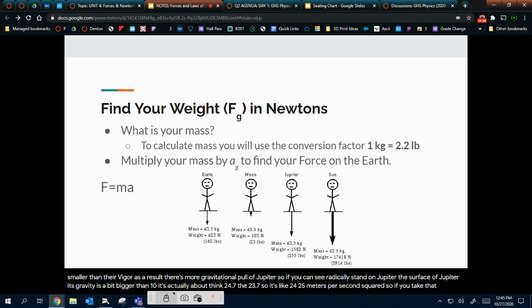So if you take that same mass, that same 63.5, and you multiply by about 24, you'll get their weight on Jupiter, which is significantly more than what it was here on Earth. It's about 2.5 times as much.